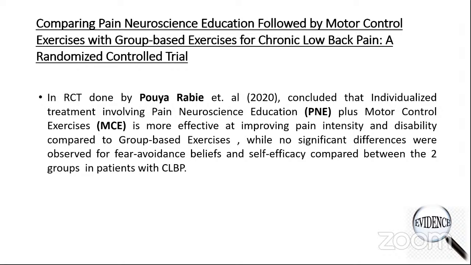Now the next recent article, that is a randomized control trial done by Paul in 2020, concluded that individual treatment involving pain neuroscience education plus motor control exercises is more effective at improving pain intensity and disability compared to group-based exercises, while no significant differences were observed for fear avoidance belief and self-efficacy between the two groups in patients with chronic low back pain, which means that if we train the patient with pain neuroscience education and motor control exercises, it will be much better for them.